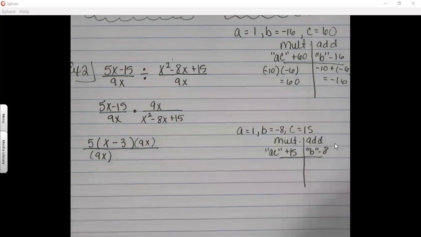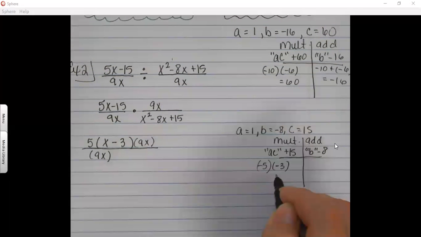Negative 5 times negative 3 is positive 15, and negative 5 plus negative 3 is negative 8. And your a is 1, so we don't even need to divide and slide, right? So I'm just going to go straight back to my problem, make my two parentheses. One set I'll have an x minus 5, and the other one an x minus 3.